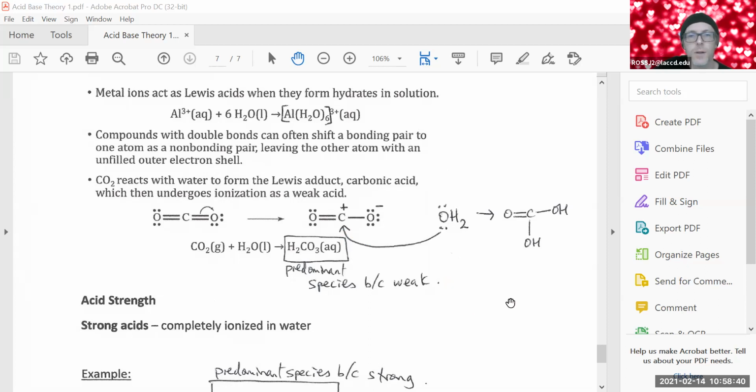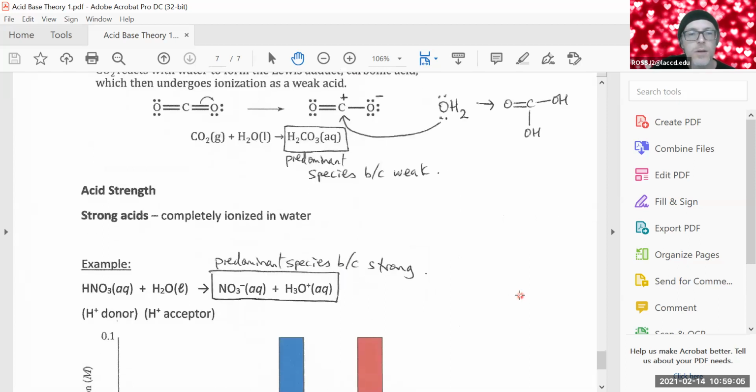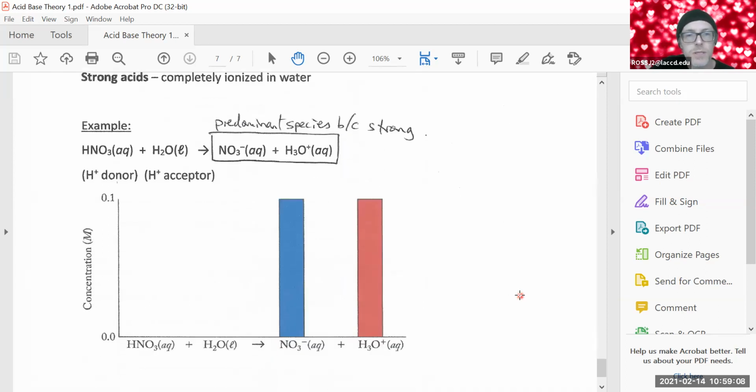Okay, let's have a little bit of a scroll. Carbonic acid would be written as a weak acid. So the predominant species would be H2CO3. The predominant species would not be anything other than that. Remember, anytime you have a weak system, keep it intact when you write it as an equation to represent its predominant species.